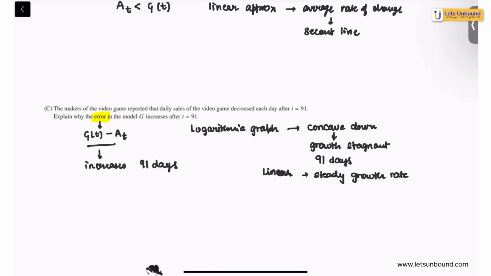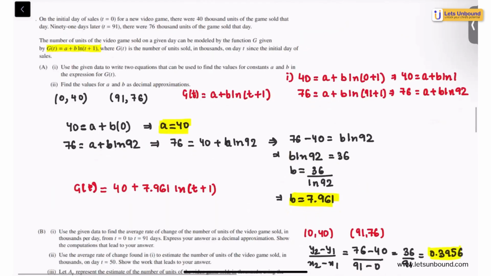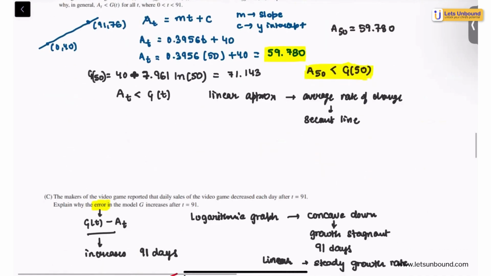And we can show it using the graphs by drawing such a picture, which gives us the difference between the logarithmic graph as well as the linear graph. You can show this approximation like this, that this is the point of reference (91, 76), and this is the point (0, 40), and residuals increasing. So this was a good question on logarithmic modeling and using average rate of change to approximate it, moreover giving a difference between the two. So I hope you understood it.